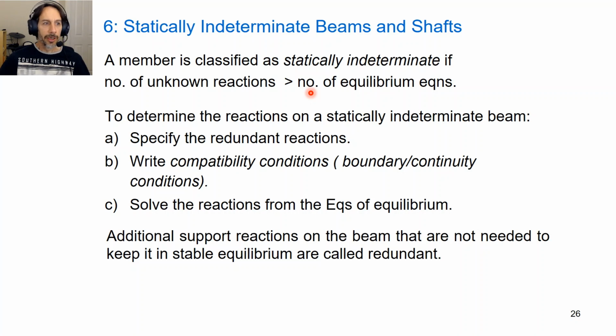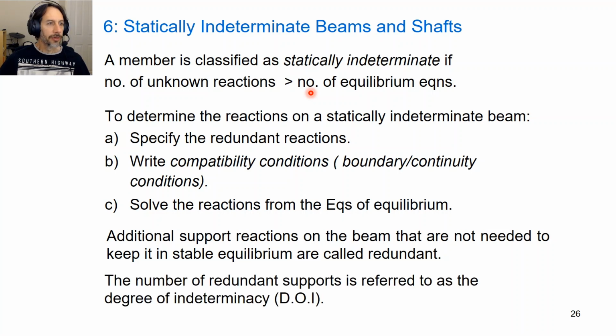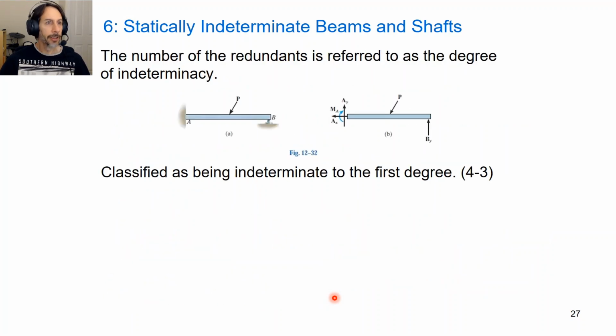One way of identifying a statically indeterminate problem is that there are redundant supports. These are the additional support reactions that are not really needed to keep the beam in equilibrium. The number of redundant supports is referred to as the degree of indeterminacy. Let's have a look at a couple of examples.